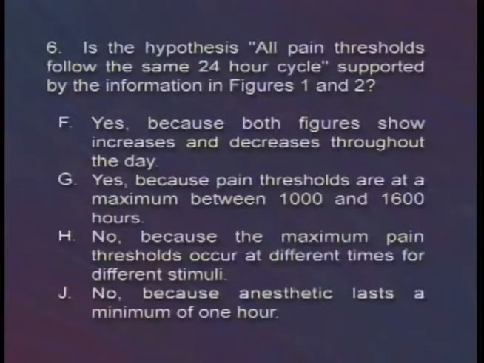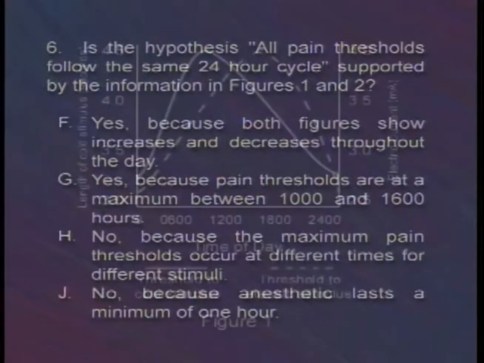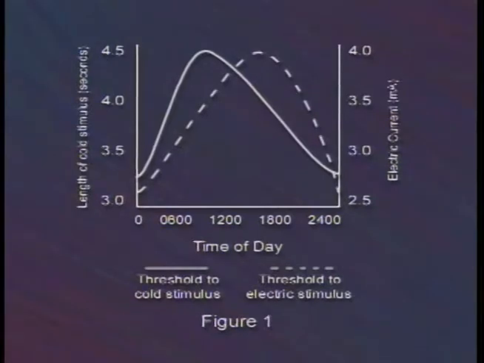Question 6. Is the hypothesis all pain thresholds follow the same 24-hour cycle supported by the information in figures 1 and 2? One way to interpret this question is to consider if the graphs are identical. Do the thresholds for pain occur at the same times of day for both a cold stimulus and an electric current? From figure 1, we can see that this is not the case. Probably then either option H or J is correct.